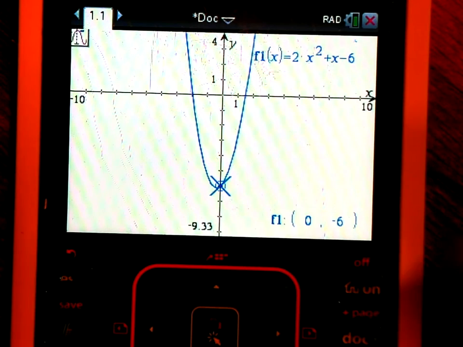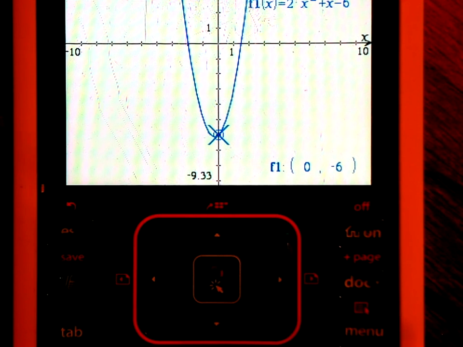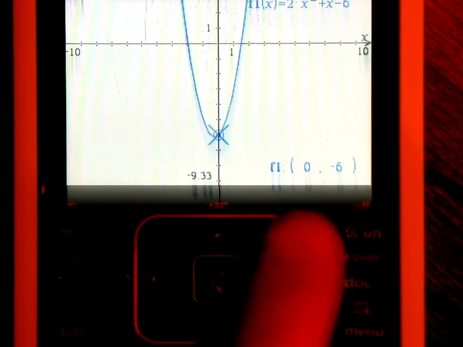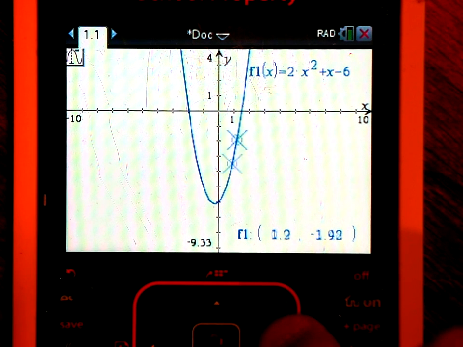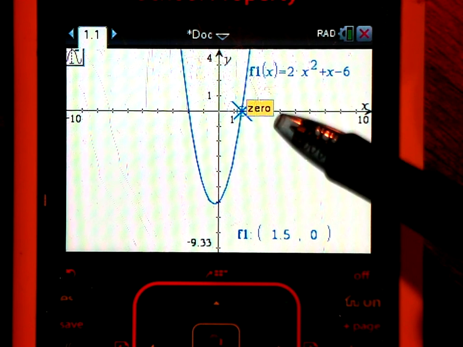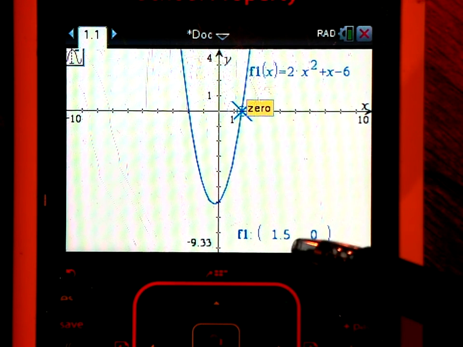A lot of us are tempted to use the up and down keys in order to move this thing, but you're always going to use your right and left keys. So let's go ahead and do that now. I'm going to use my right key, and I'm going to go over. And oh, look at that. It tells you there's a 0. And I want to know what that 0 is. Right down here at the bottom, 1.5. So that's going to be one of my roots.